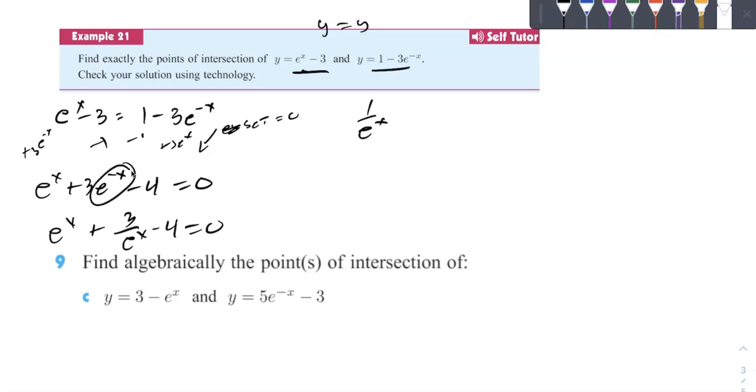What we're going to do is we're going to multiply everything by e to the x. So we get rid of that fraction. We can do that because it's not going to equal 0. E to the x never equals 0. So we're just multiplying everything by e to the x to get rid of this denominator.